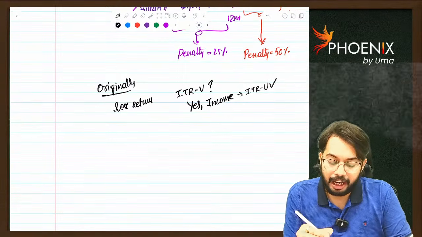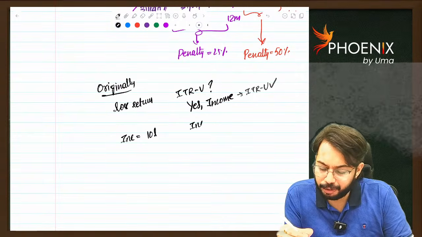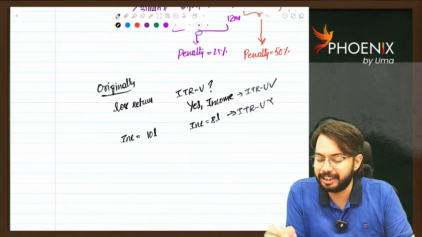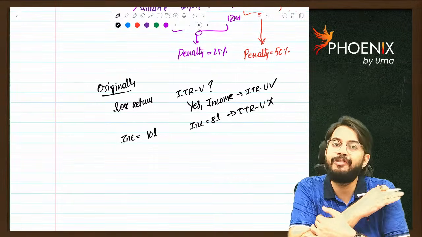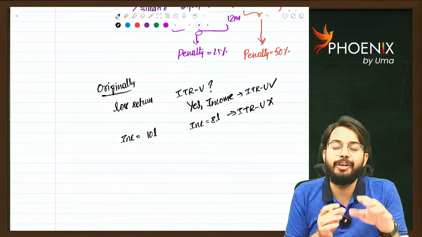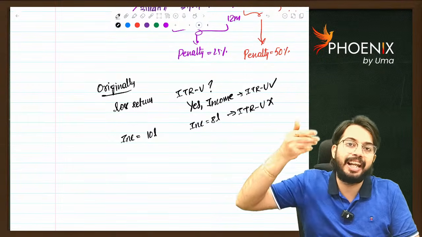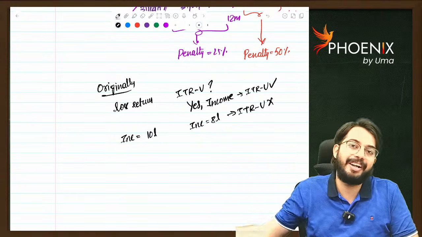So originally, income is 10 lakh rupees. As per ITR-U, income is 8 lakh rupees. Can you file ITR-U? Not possible. That means ITR-U is entirely in favor of the department. Because of ITR-U, if your income decreases, or if your loss increases, or if your refund increases, then you cannot file ITR-U. Are you able to understand?